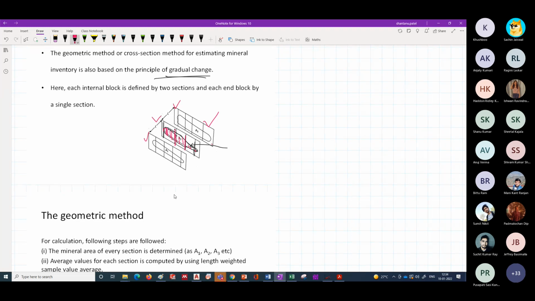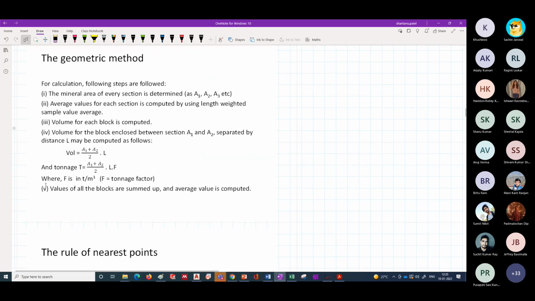Then this geometrical method is pretty simple. The mineral area of every section is determined, first A1, A2, A3. The average value of each section is computed using the length weighted sample value average. I'll explain what that is. The volume of each block is computed, and the volume of the block enclosed between A1 and A2, separated by the distance L, may be computed as follows.